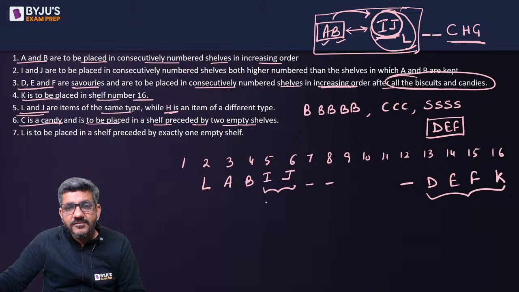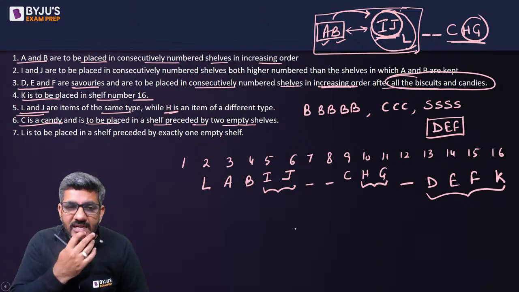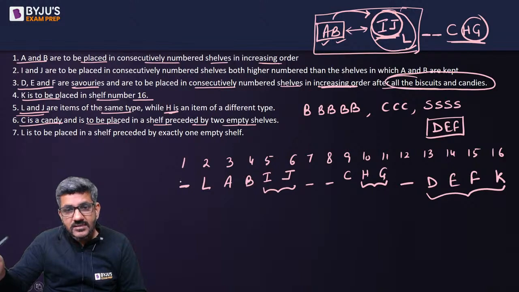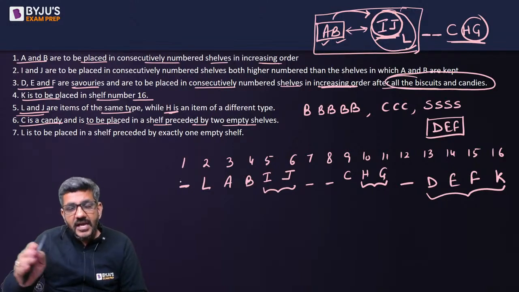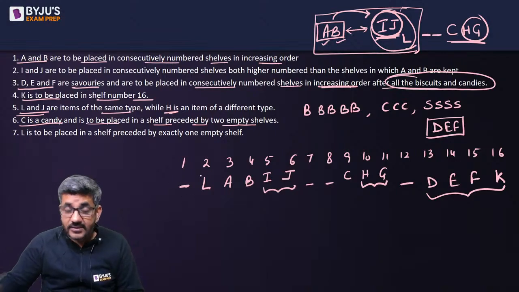देयर आर टू एम्प्टी शेल्फ्स एंड आफ्टर टू एम्प्टी शेल्फ्स आई विल हैव सी. But about H and G, the order is not known to us. H and G are candies, but we do not know the order. So H and G can change their order. So one possibility is an empty shelf, LABIJ biscuits, two empty shelves, CHG, these are candies, one empty shelf, DEFK are savories. That's one possibility.